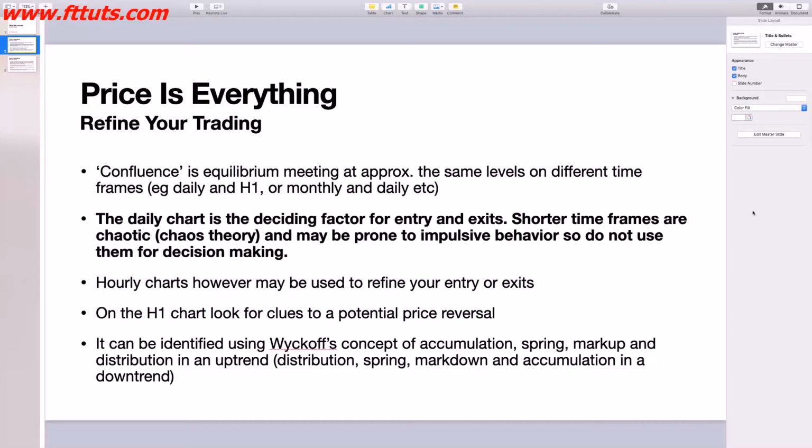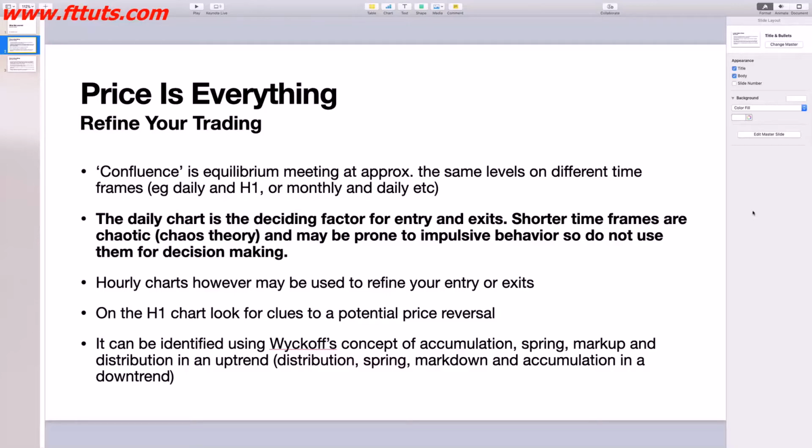So it adds a little bit more to your analysis. You want to see if they're very, very close. It might have special significance if price is closing over that confluence or closing under that confluence. The daily chart is the deciding factor for entry and exits.